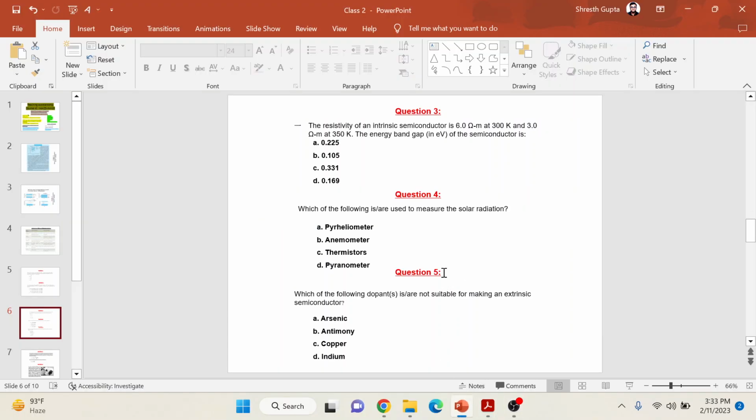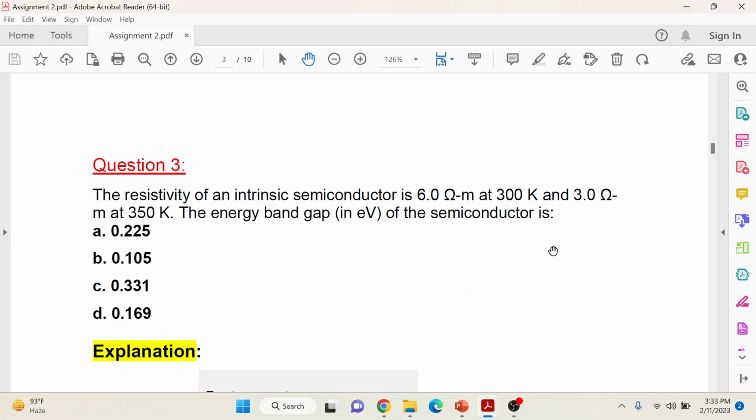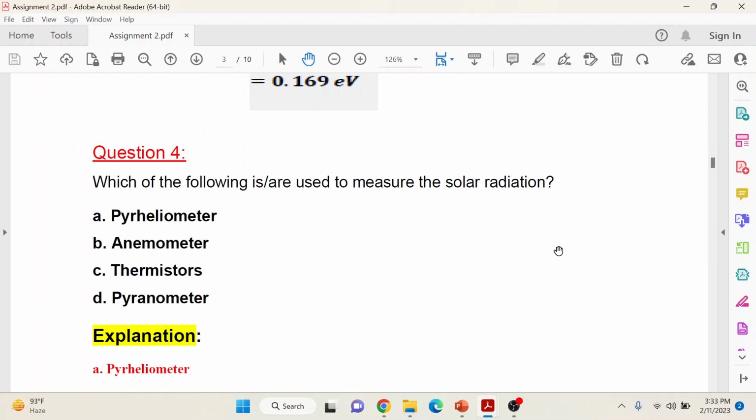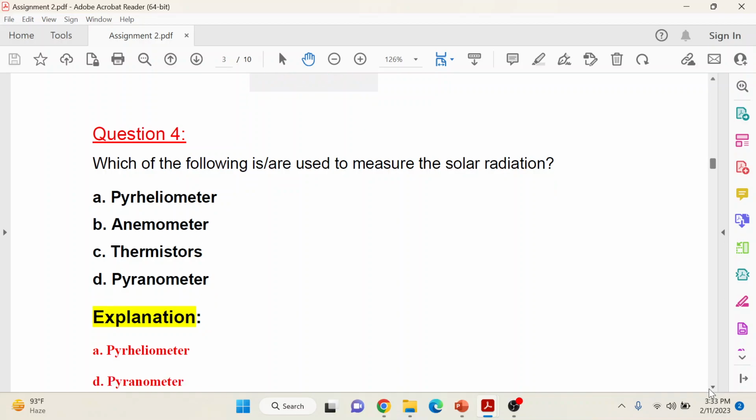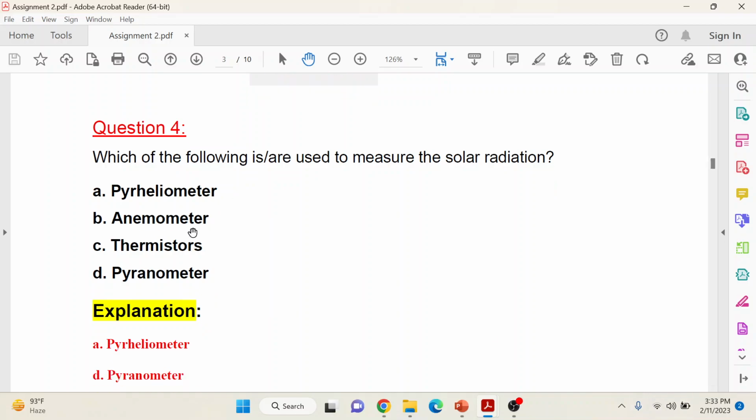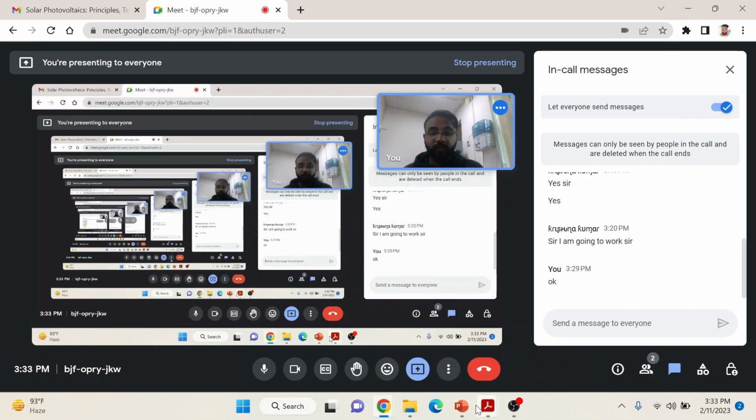The next question is saying which of the following are used to measure solar radiation, and the options are heliometer, anemometer, thermistors, and pyranometer. This is a theoretical question. The correct answers are that the heliometer and pyranometer both are used to measure solar radiation. Okay, let's move to the next question now.